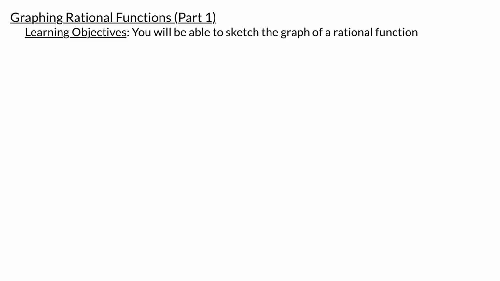In this video, we're going to learn how to sketch the graph of rational functions. We'll go through an example and I'll list some steps that we can follow as we go along. In our example here, we want to graph the rational function f of x equals 2x squared plus 5x minus 3 divided by x squared minus 3x minus 4.